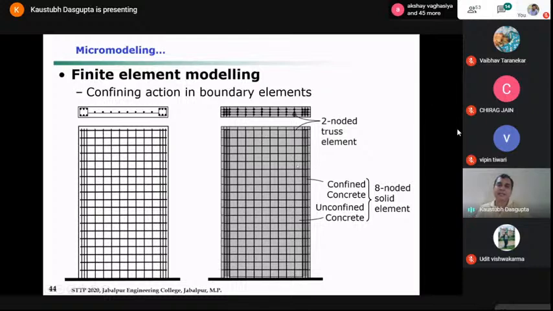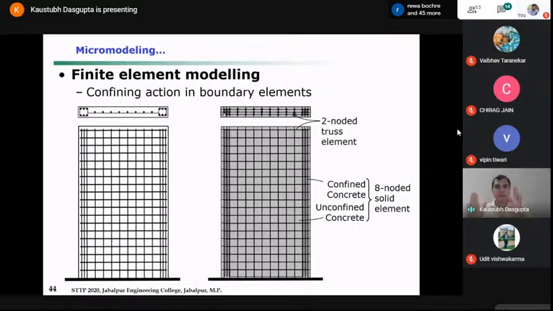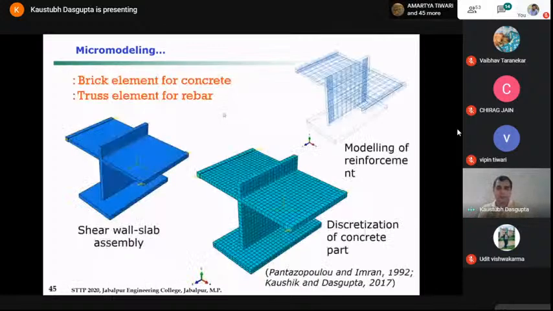The advantage here is that in the boundary elements, as we have seen, that you provide the ties at closer intervals, you have more bars. So there is a certain confining action at the two ends, because it also helps your ends are subjected to more stresses. If you have more compression at the end and you confine the concrete, it actually saves the concrete. The concrete does not fail earlier. Okay, so those things can be mobilized here.